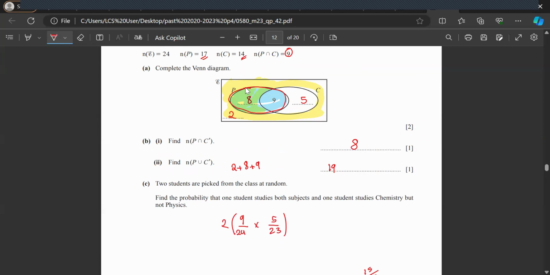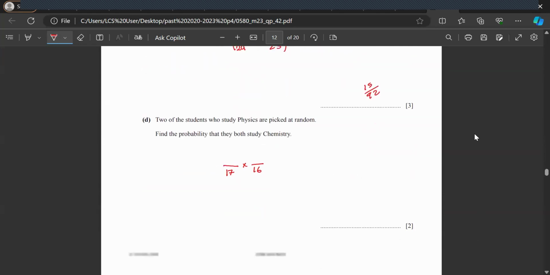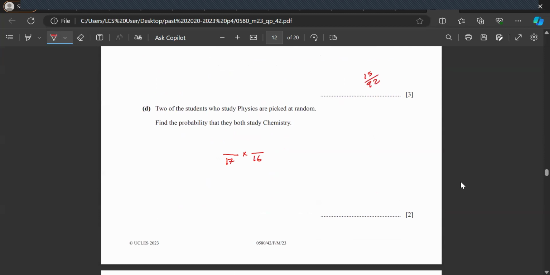How many study chemistry inside the physics? It will be what? 9. Then when I want to take the other one, it will be 8. Then multiply them together. It will give you 9 over 34.